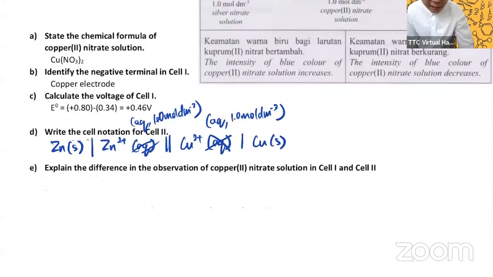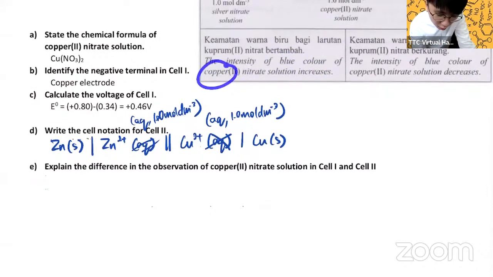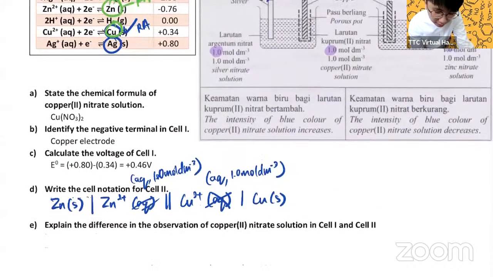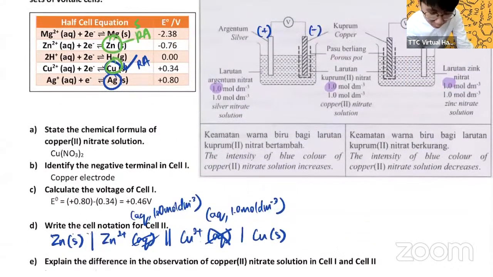Okay, now explain the difference in observation. Why do you say that for copper(II) nitrate in cell one, the blue color increases? Where does the blue color come from? Blue color comes from Cu2+. So if you want it to increase, your Cu2+ must increase. So why in cell one does the Cu2+ increase?